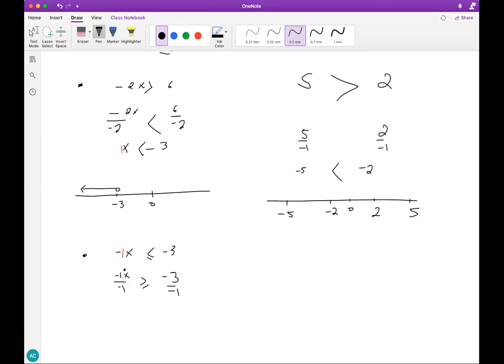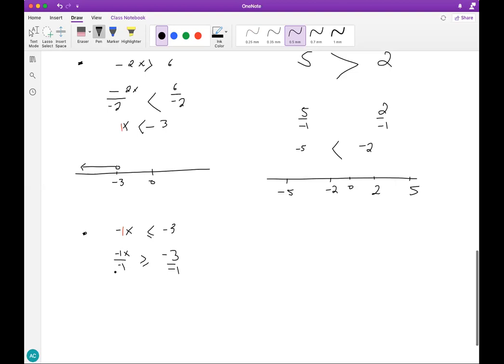Exactly. So to cancel the negative 1, we had to divide by this negative 1. Since we divided by negative 1, as we explained here, we have to flip this to the other side. So now negative 1 and negative 1 cancel out. We have the x by itself. Then greater than or equal to, what's negative 3 divided by negative 1? Positive 3. So negative divided by negative is a positive. The rules are the same as for multiplication and division.